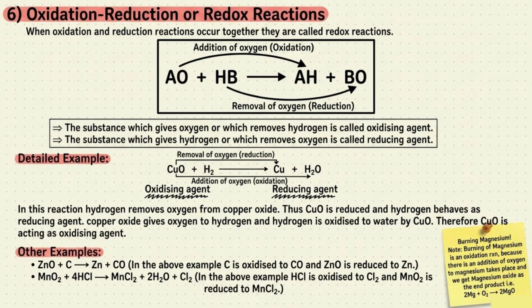Some other rapid-fire examples of redox. ZnO plus C yields Zn plus CO. Here, the carbon is oxidized to CO, and the ZnO is reduced to pure Zn. Another is MnO2 plus 4HCl yields MnCl2 plus 2H2O plus Cl2. In this one, the HCl is oxidized to Cl2, and the MnO2 is reduced to MnCl2. By the way, here's a quick note from the study material to remember. The burning of magnesium we did earlier, that is an oxidation reaction. Why? Because the pure magnesium takes oxygen from the air to become magnesium oxide as the end product. 2Mg plus O2 yields 2MgO.